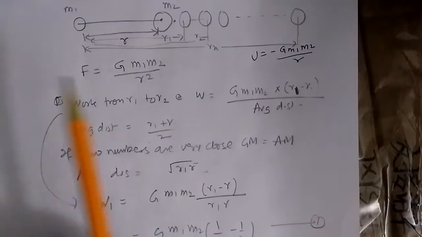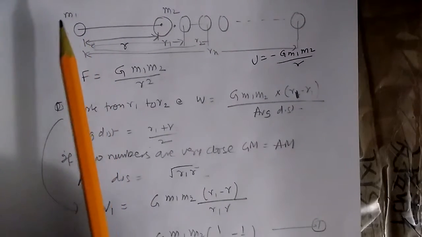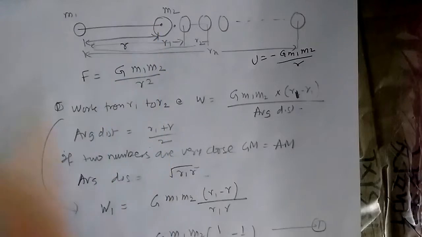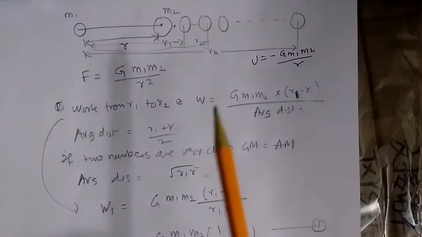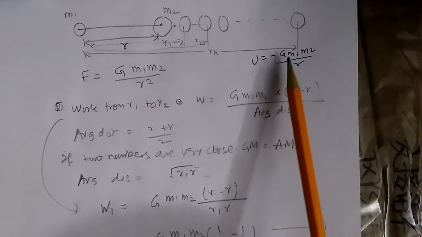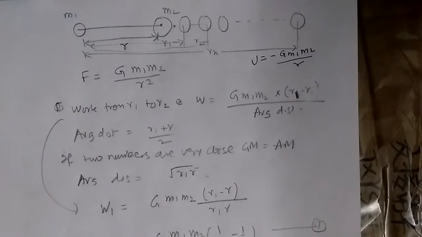If we have a system of two point masses m1 and m2, then their gravitational potential energy U is given by minus G m1 m2 divided by r. We are going to derive this formula, and we will not make use of calculus or integral calculus in this derivation.